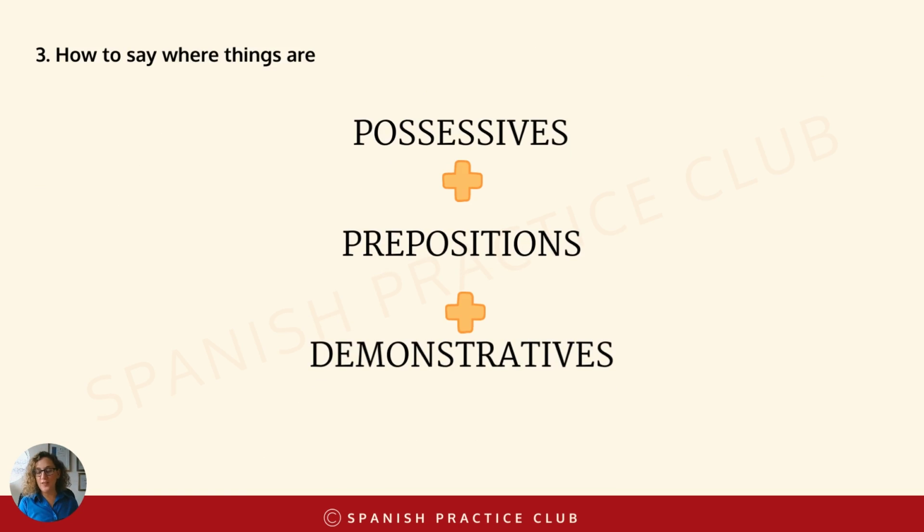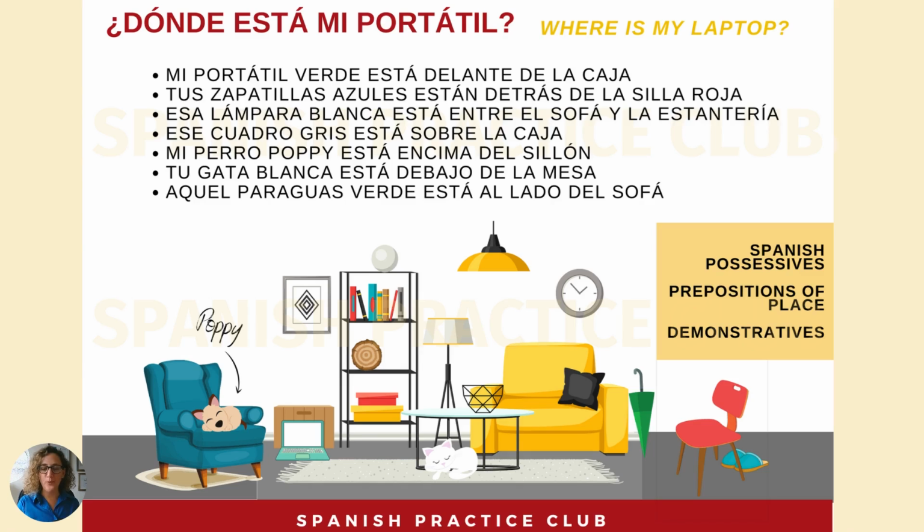How do we pull all of this information together, the possessives, the prepositions, and the demonstratives in Spanish when we are talking? So let's have a look at a good example here with this infographic. ¿Dónde está mi portátil? Where is my laptop? So take a few seconds to familiarize with the infographic and the objects that you can see there. Where is my laptop? ¿Dónde está mi portátil? Mi portátil verde está delante de la caja. My green laptop is in front of the box.